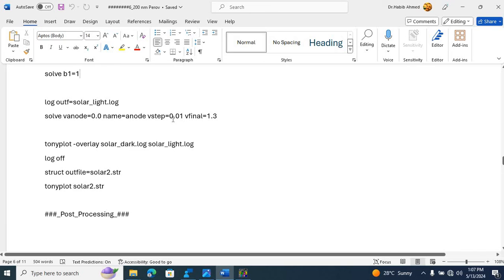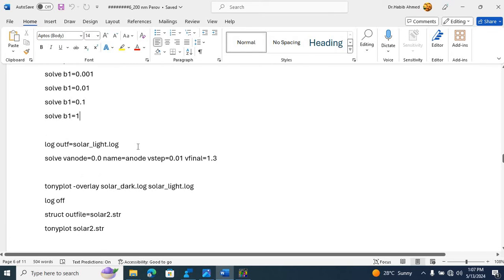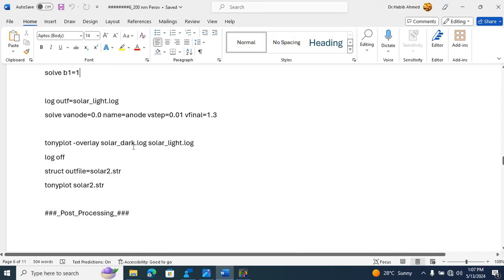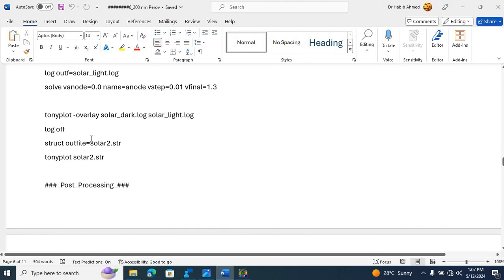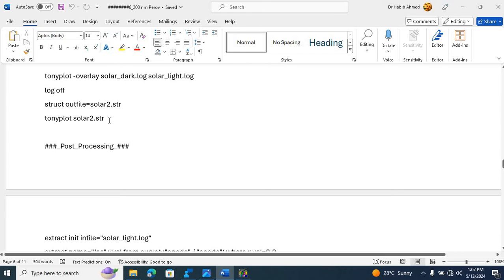And then under light conditions, I create a log file, and I sweep the voltage from 0 to 1.3 volts under light conditions, and I plot the dark and light IV characteristics onto the same plot. I plot the structure under light conditions here.